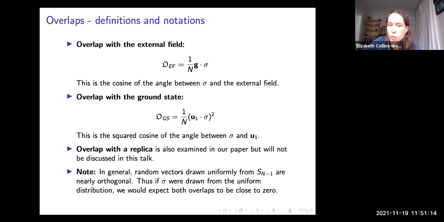Then one thing that I want to note before we go to the results is that because we're in a very high dimensional space, if we were to take vectors drawn uniformly at random from the n-dimensional sphere, we would expect them to be nearly orthogonal. So if sigma was drawn from a uniform distribution, we would expect that both of these overlaps are close to zero. And so on the next slide, when I start presenting results and you see cases where the overlap is away from zero, that's indicating some concentration of the spin in a particular region of the sphere.